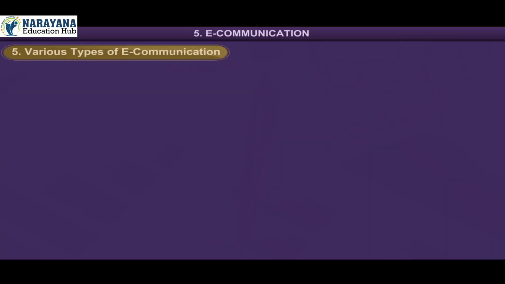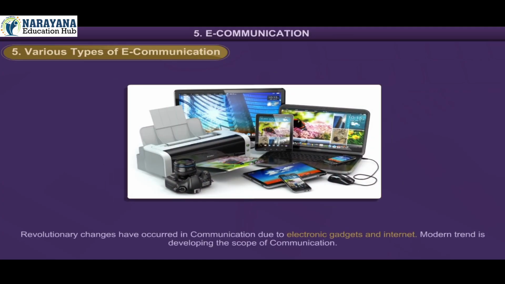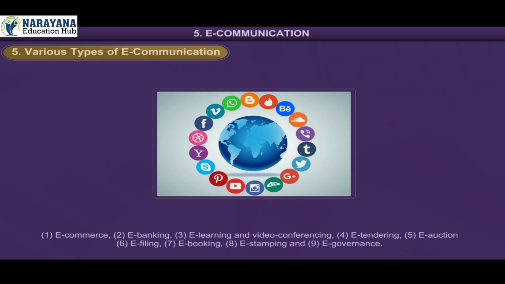Due to electronic gadgets and internet, modern trend is developing the scope of communication. E-communication is used in various forms in different sectors and fields on a large scale. As per the syllabus of Standard 12, we are going to study various types of e-communication such as number 1, e-commerce, number 2, e-banking, number 3, e-learning and video conferencing, number 4, e-tendering, number 5, e-auction, number 6, e-filing, number 7, e-booking, number 8, e-stamping and number 9, e-governance.